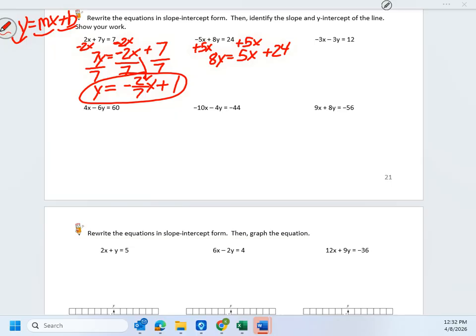What's the next step, Clara? I'm going to divide everything by 8. Every term I'm going to put my division line. Divide it by 8. Walk me through what my next equation is, Clara.